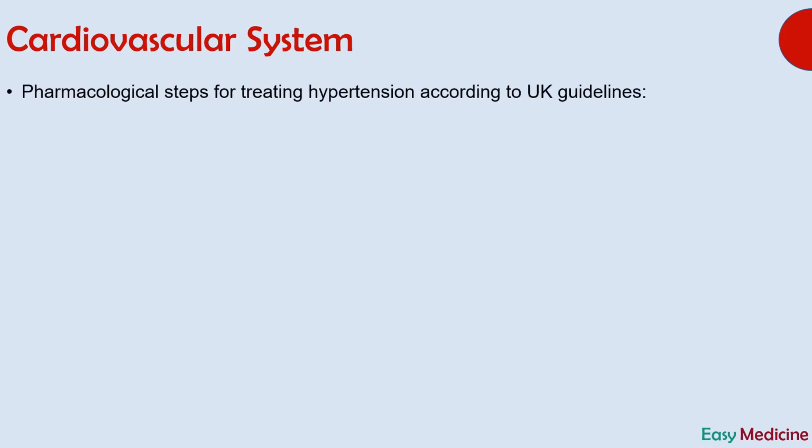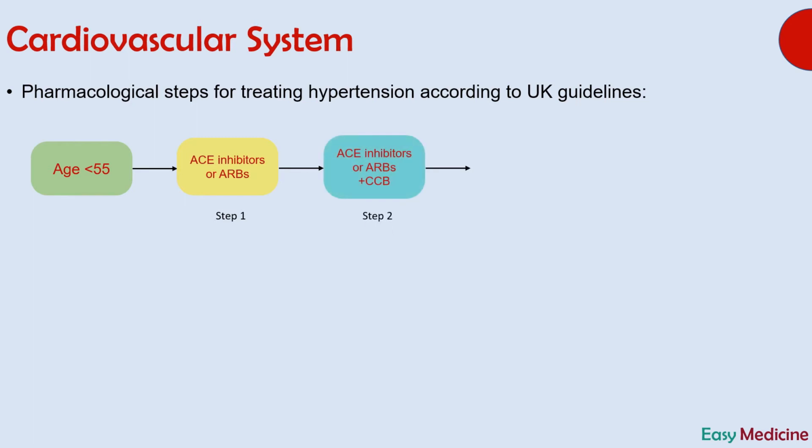The first part of the question asked about various pharmacological steps for treating hypertension according to UK guidelines. So steps for treating hypertension are as follows. First, check the age of the patient. If it is less than 55, then the first step involves administration of angiotensin converting enzyme inhibitors or angiotensin receptor blockers. If the patient's blood pressure is still not controlled, then step 2 involves ACE inhibitors or ARBs with calcium channel blockers.